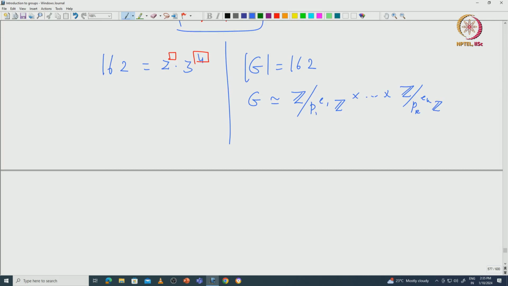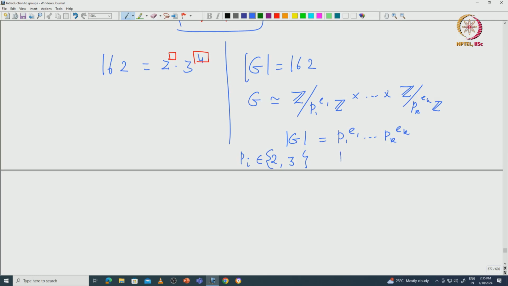So, if you write G equal to Z modulo p1^e1 Z cross etc. Z modulo pk^ek Z, then if you think about it, the cardinality of G is going to be p1^e1 times etc. pk^ek. Now, since repetition is allowed, you can combine equal primes and take the corresponding exponent. So, this Pi has to be either 2 or 3, because 162 has only these 2 prime divisors.